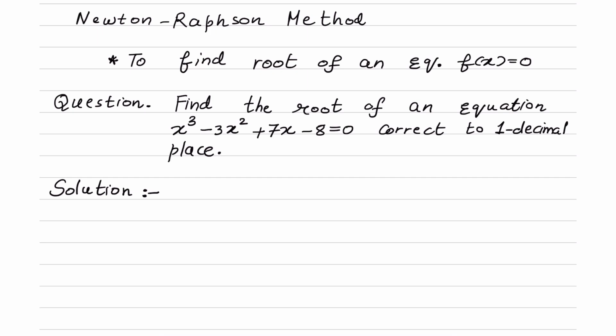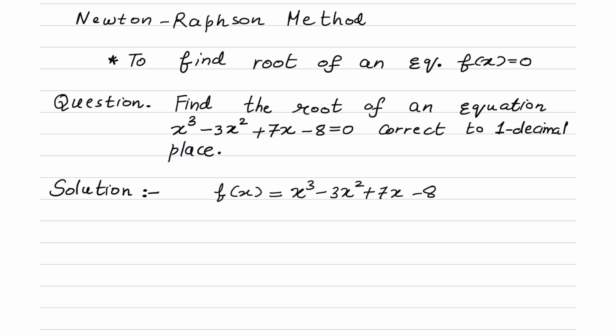So the question is, find the root of the equation x cube minus 3x square plus 7x minus 8 equal to 0, correct to one decimal place. For the first step we will write what is f of x. In this equation, whatever is on the other side of 0, that is f of x. So it is x cube minus 3x square plus 7x minus 8.